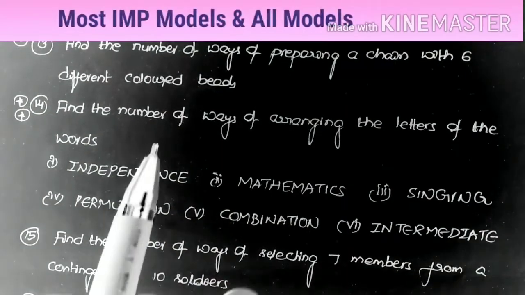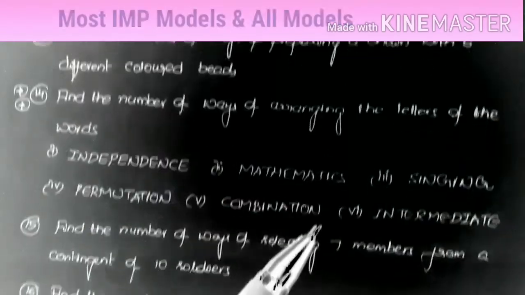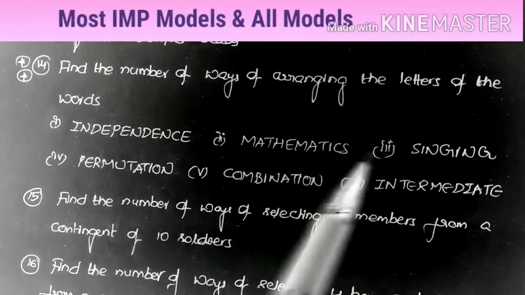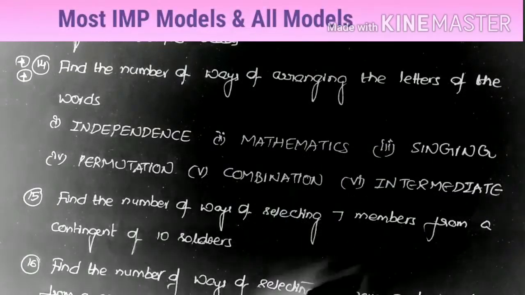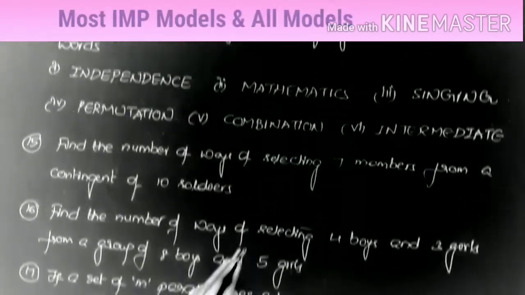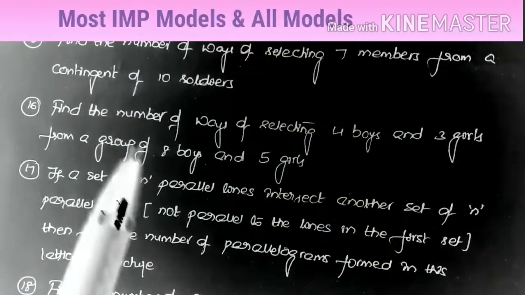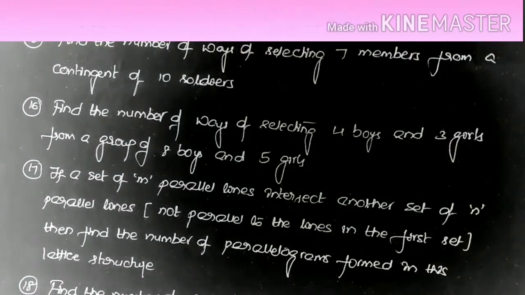Find the number of ways of arranging the letters of the words: independence, mathematics, singing, permutation, combination, intermediate. This is a very important 2 marks problem. And the next one, number of ways of selecting a committee. And the next one, number of ways of selecting the persons.